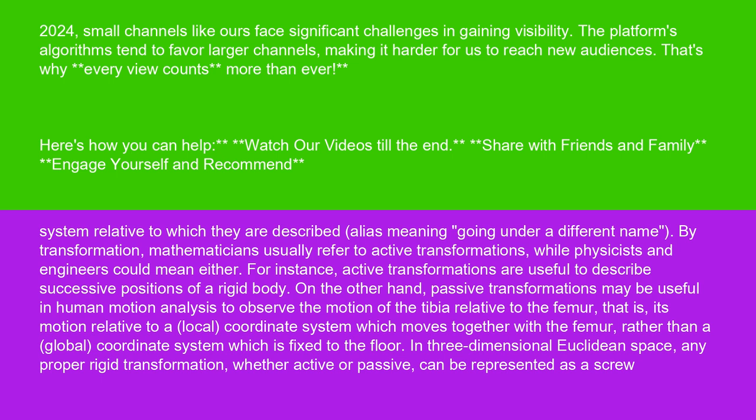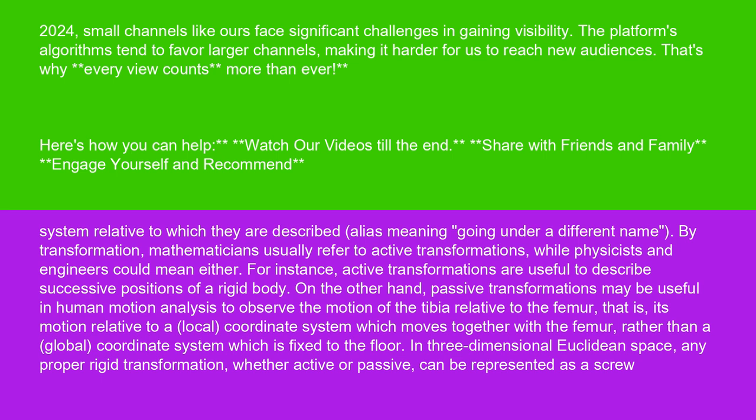By transformation, mathematicians usually refer to active transformations, while physicists and engineers could mean either. For instance, active transformations are useful to describe successive positions of a rigid body. On the other hand, passive transformations may be useful in human motion analysis to observe the motion of the tibia relative to the femur, that is, its motion relative to a local coordinate system which moves together with the femur, rather than a global coordinate system which is fixed to the floor.